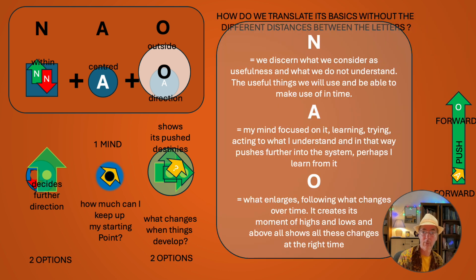Okay, but let's have a résumé then of all the letters. So how do we translate it more or less so that you really understand what N, A and O as letters, only as letters, are telling you? Thanks to the letter N, we can discern what we consider as usefulness compared to what we do not understand. The useful things we will try to use and will be able to use also in time. It's in the timing schedule scheme, in its timing context. That will be the things that we will be able to use after a while. That's where our attention goes to with the N. In A, my mind is always focused on it.